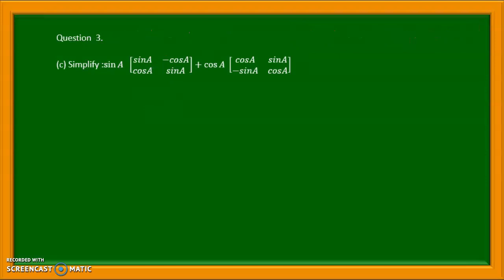Let's go for the next question here. Question 3, option C. Simplify (sin A minus cos A)(sin A plus cos A)... into the matrix: sin A, cos A into sin A minus cos A, sin A... asking to simplify. So first of all we can open this bracket. Opening this bracket, sin A into sin A becomes sin square A. Sin A into cos A minus cos A becomes minus cos A sin A.